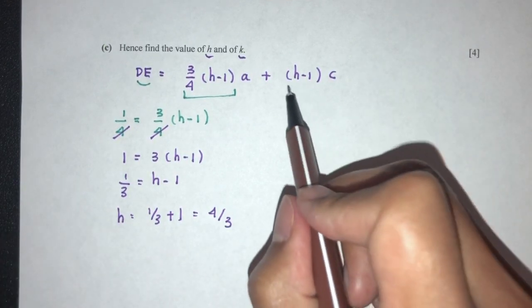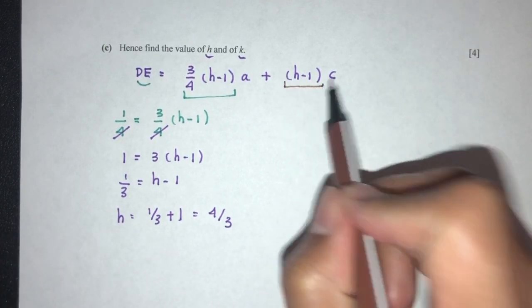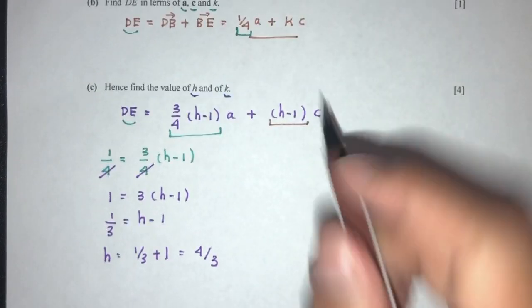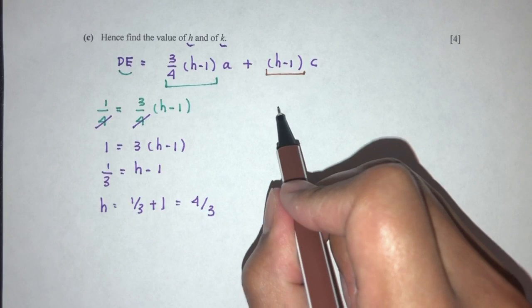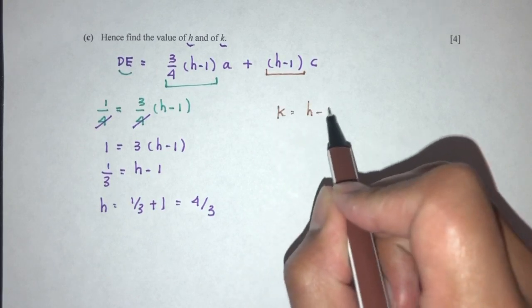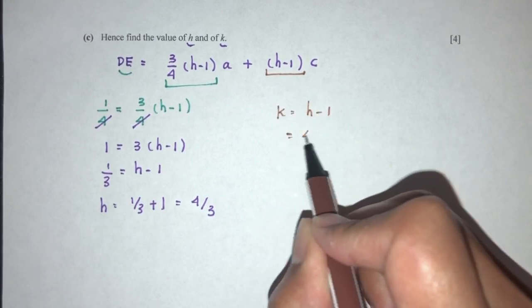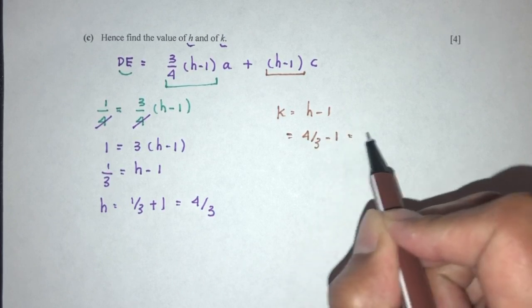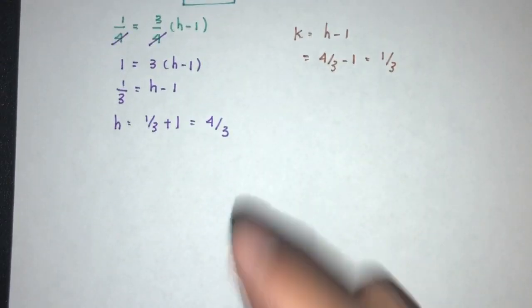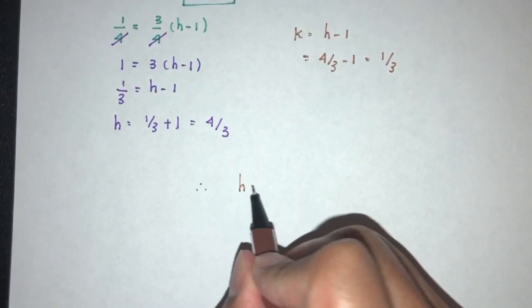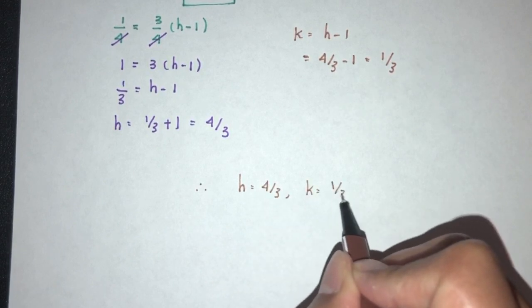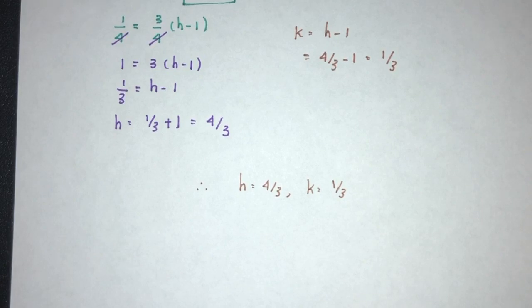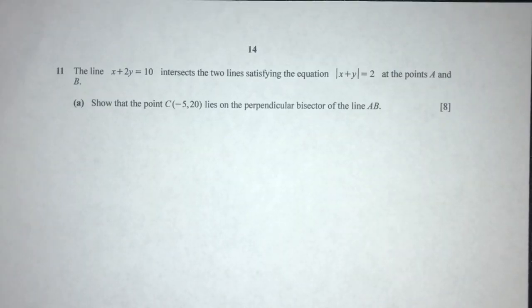Now continue here. In front of C we have this, in front of C we have this. By comparison, K will have to be H minus 1. H is 4/3 minus 1, that will be 1/3. So as you can see, the value of H is 4/3 and the value of K will be 1/3. And that is your question number 10. Now let's move on to question number 11.